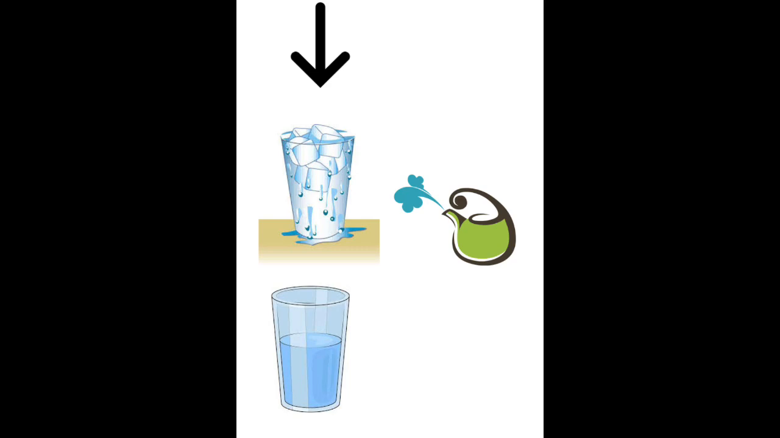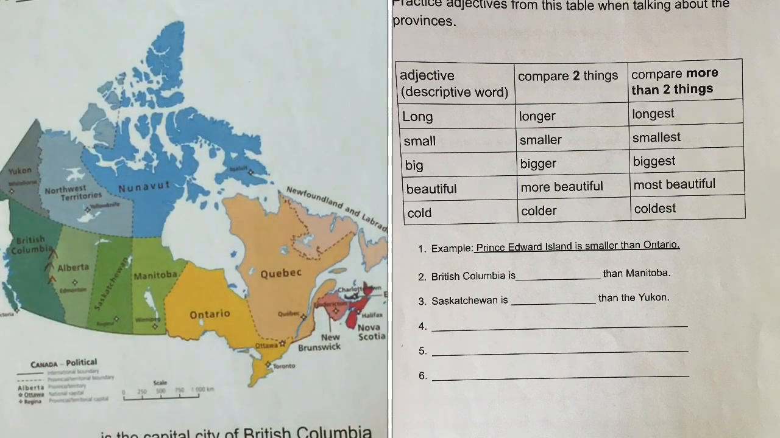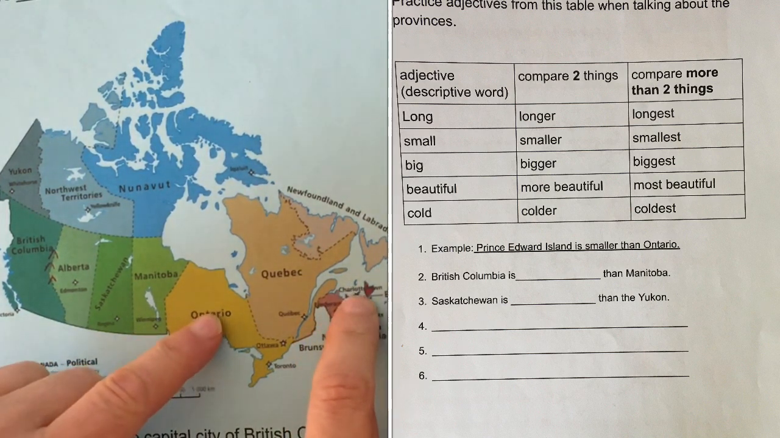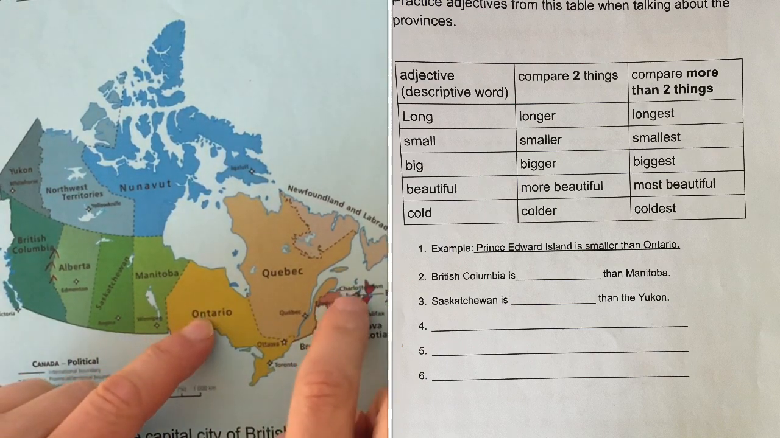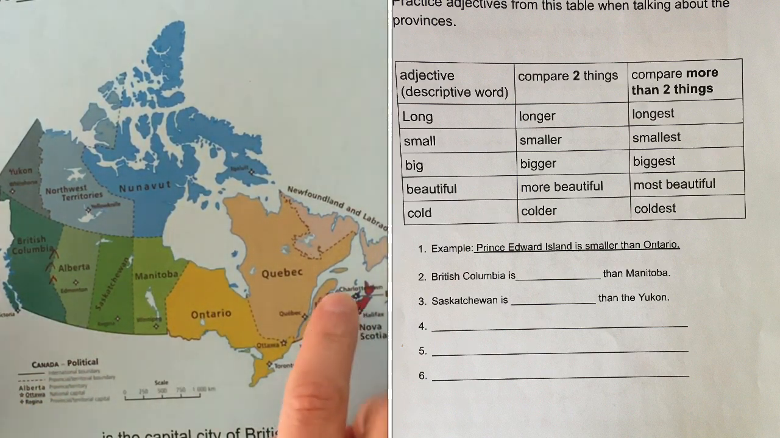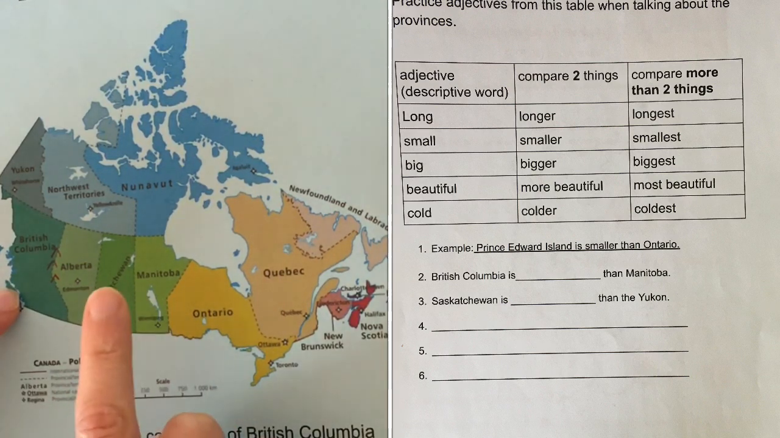So now let's look at the provinces. So example number 1. Prince Edward Island is smaller than Ontario. I'm talking about 2 provinces. So number 2, I'm talking about British Columbia and Manitoba. British Columbia is beside the ocean, so you can say it is warmer because it's beside the ocean. So British Columbia is warmer than Manitoba.